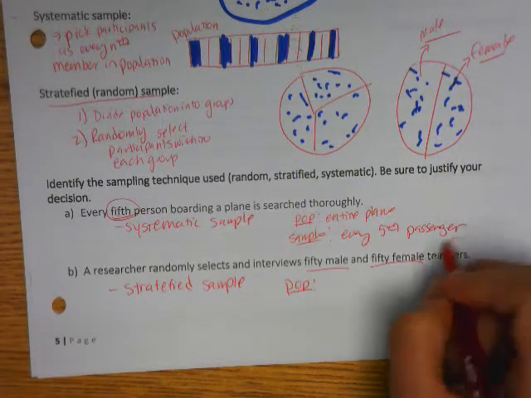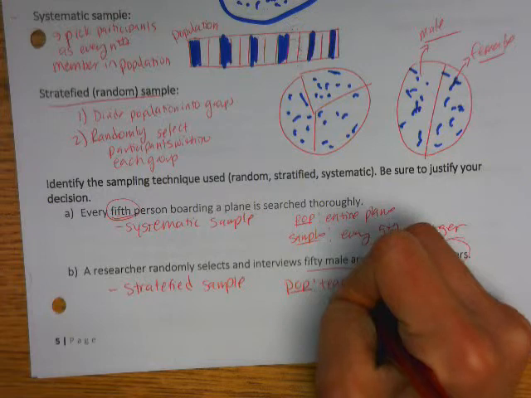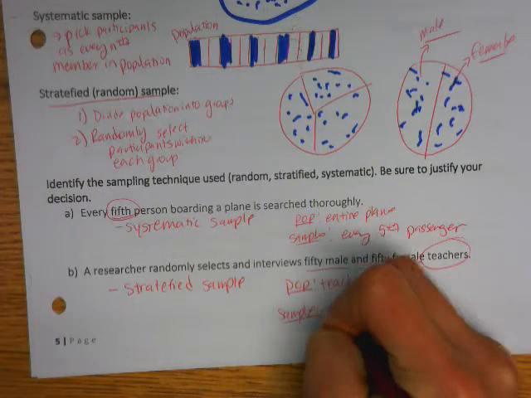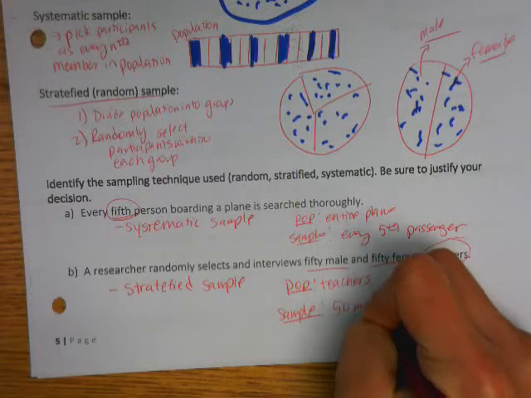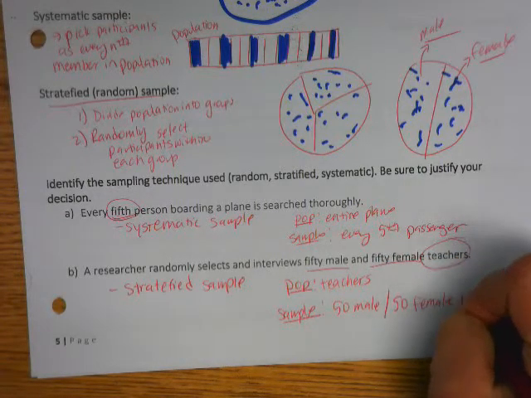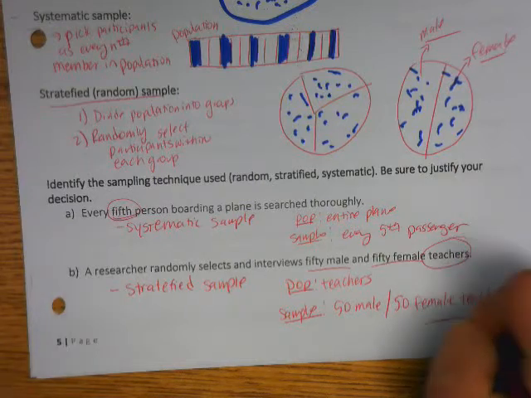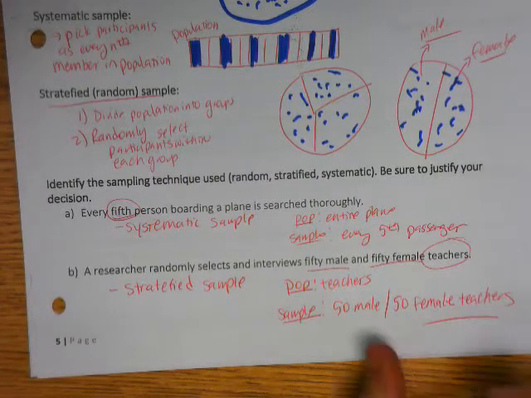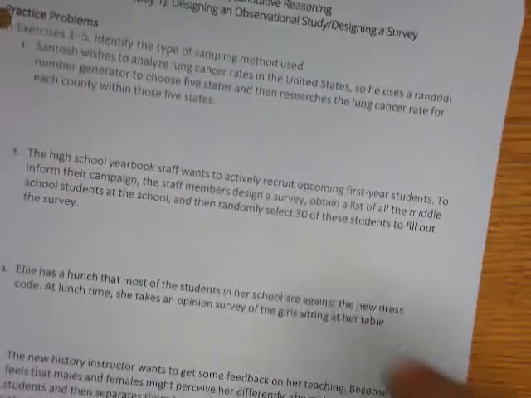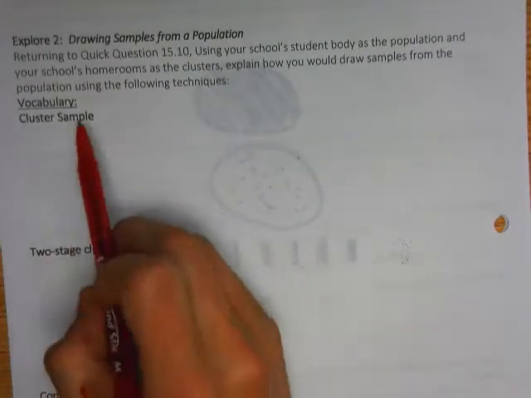So for here, your population, I'm assuming he's just interested in teachers. And the sample would be the 50 male, 50 female teachers. Okay, so those are 4 techniques of sampling. We're going to do 3 more.